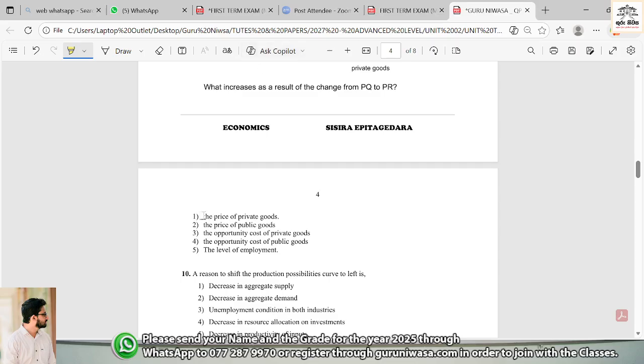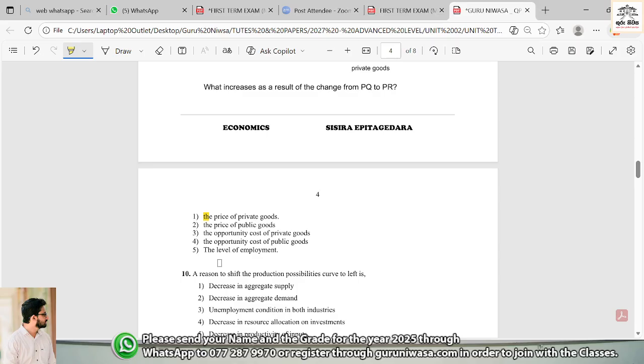The first two answers are wrong because you cannot say anything about price based on a production possibility curve. Totally wrong. The second one is also wrong. The level of unemployment: you can only say something about unemployment if you are given a point inside the PPC. Here you can't say anything about employment because only two PPC curves are given. So the fifth one is also wrong. The answer is the fourth one.